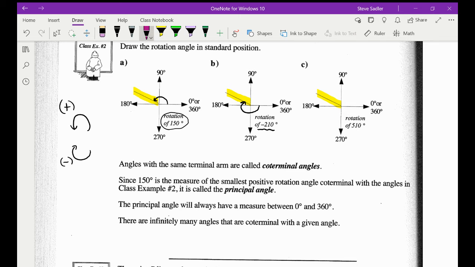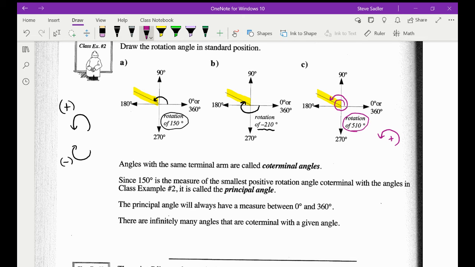The next one's a little bit tricky. It's a rotation of 510. It's positive, so that means we're moving around that direction. So it's more than 360, which means we need to go all the way around to 360 and then go around again one more time. And that's the angle there.